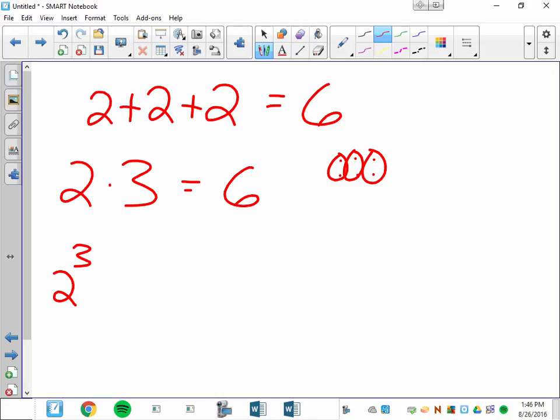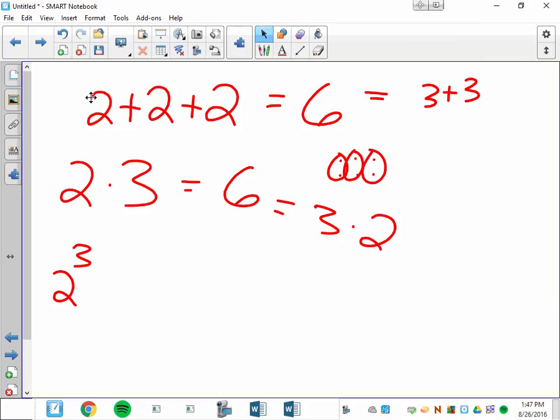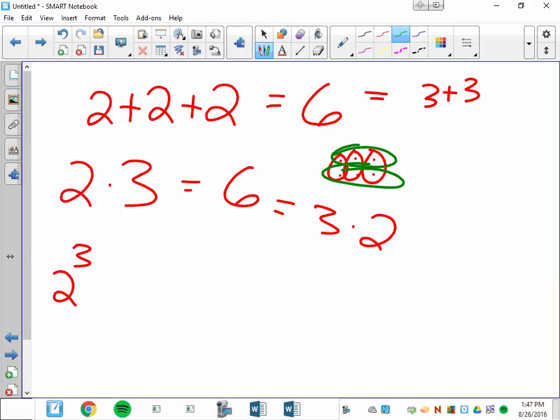Okay? Now, this is exactly the same thing as 3 plus 3, or I could turn 2 plus 2 plus 2 equals 6 into 6 equals 3 plus 3, or 2 times 3 is exactly the same thing as 3 times 2. Can you see 3 times 2 in this picture? I obviously see 2 times 3, 3 copies of 2. Do you see it the other way around? We could circle it this way, and now I have 2 copies of 3. So all of that is the same.